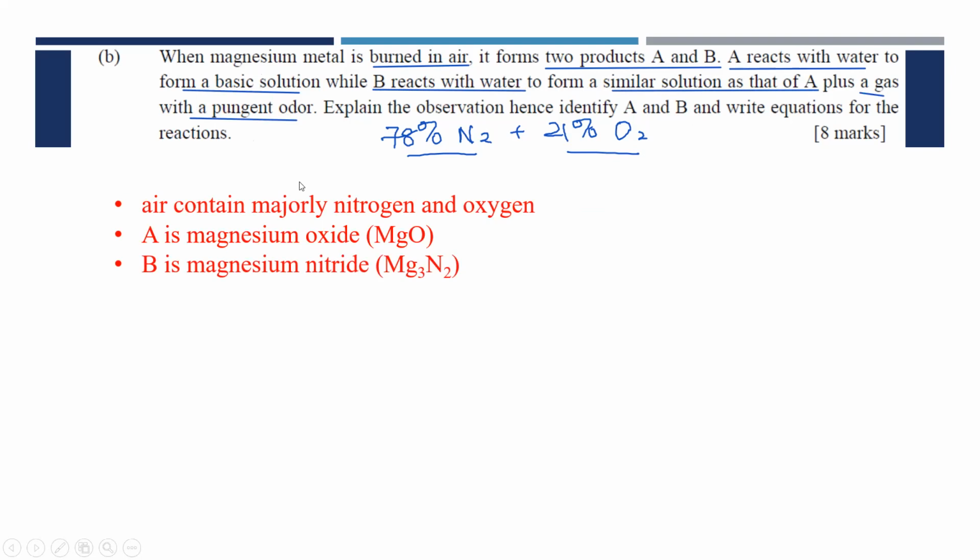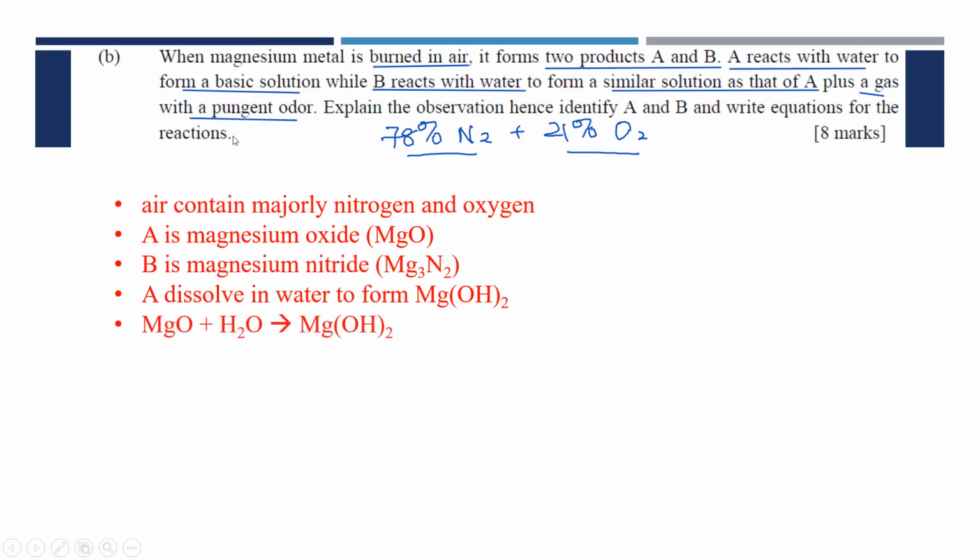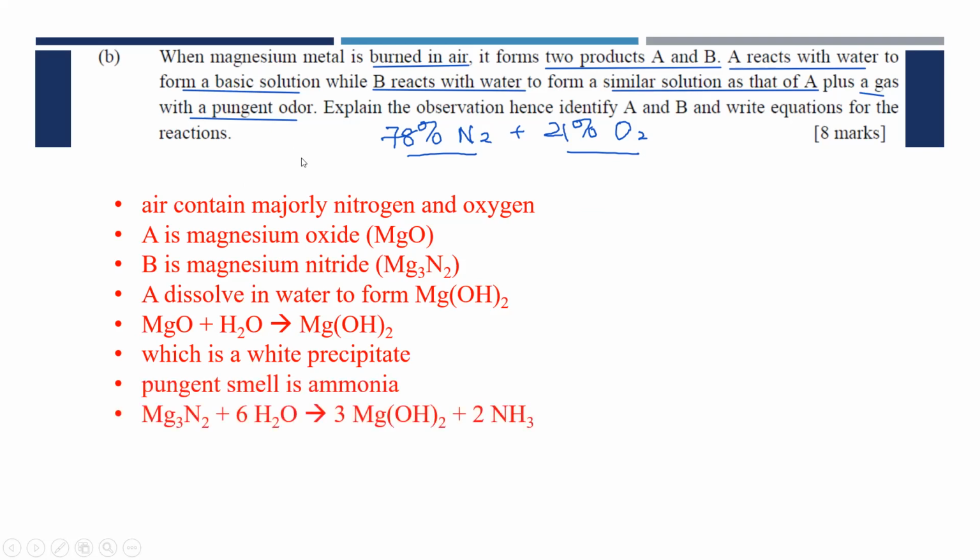Okay, so why does it form a basic solution? Because A dissolves in water to form magnesium hydroxide according to the equation MgO plus H2O gives Mg(OH)2, which forms a white precipitate. To explain the observation, you have to mention that you form a white precipitate. Mg(OH)2 is a white precipitate, for information. And the pungent smell here is ammonia. So Mg3N2 reacts with 6H2O to form 3Mg(OH)2 plus 2NH3. Okay, so that is how you are going to describe all the questions here.